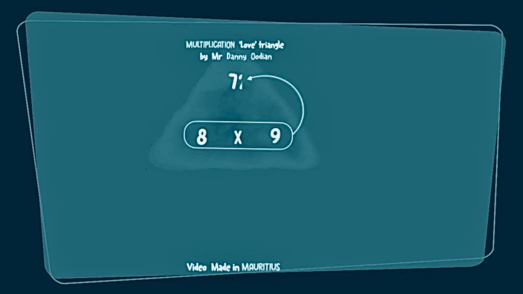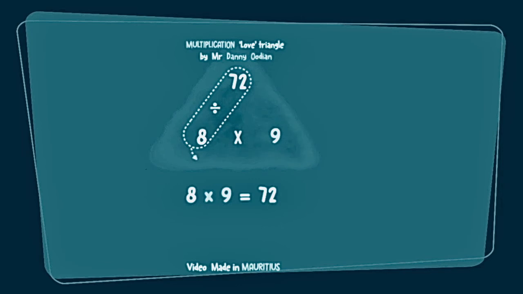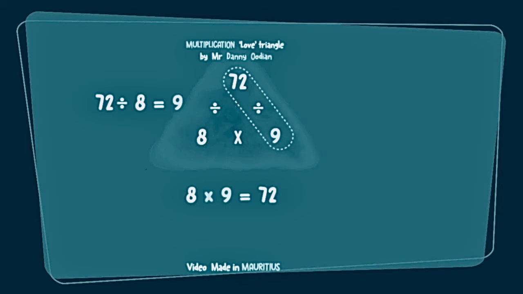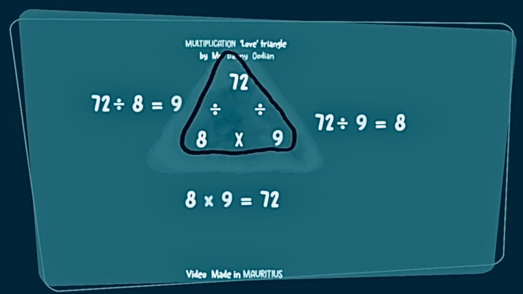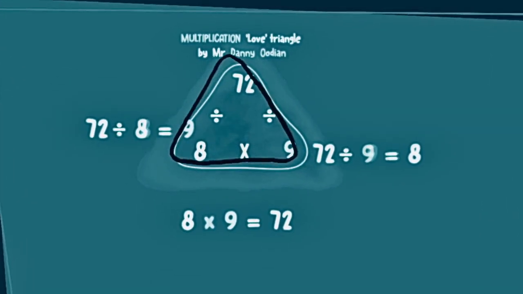8 times 9, 72. But 72 divided by 8 is equal to 9. Similarly, 72 divided by 9 is equal to 8. So 72, 8, and 9 make a multiplication triangle.